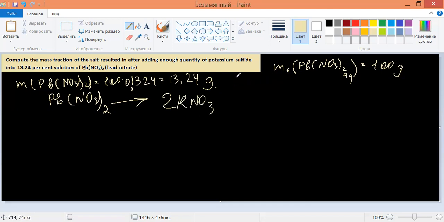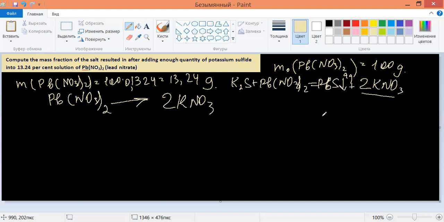First of all, let's write down the complete equation. Yeah, this is the salt whose concentration they ask us to compute. And now we've got this proportion, this and this, this over this.